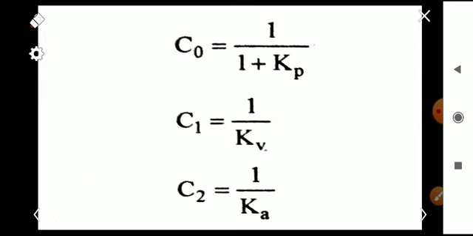At last, there is a relation between the generalized error coefficients and the static error constants Kp, Kv and Ka. The correlation between these two is that C0 is equal to 1 by 1 plus Kp, C1 is equal to 1 by Kv, and C2 is equal to 1 by Ka. The values of these dynamic, that is generalized, error coefficients can be used to calculate the static error constants.